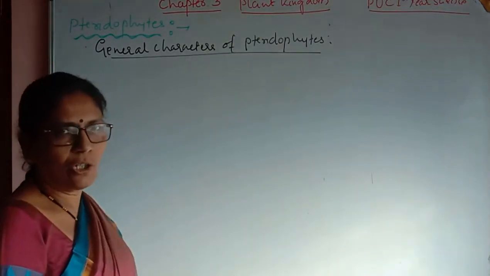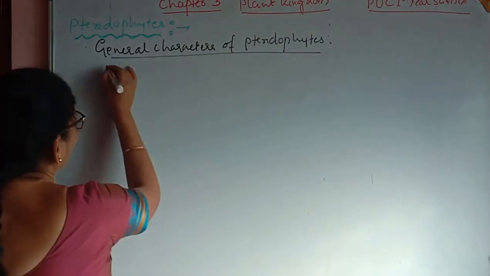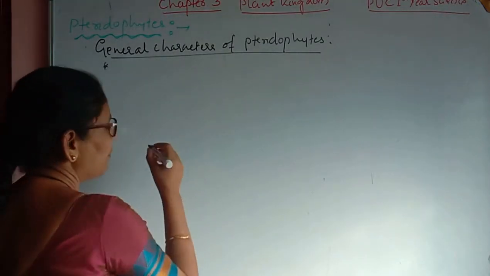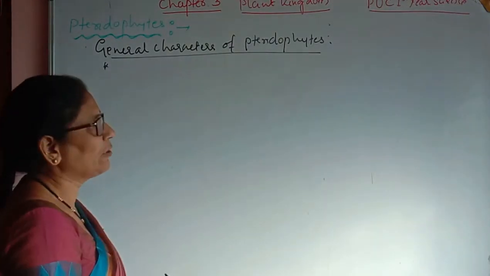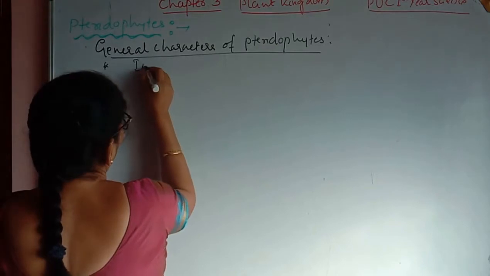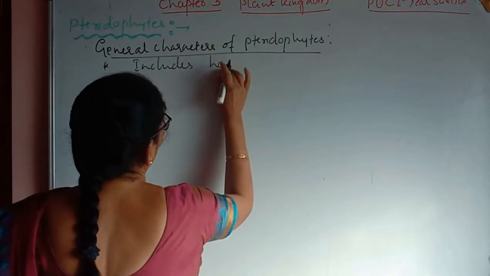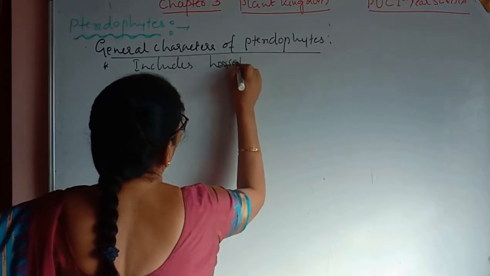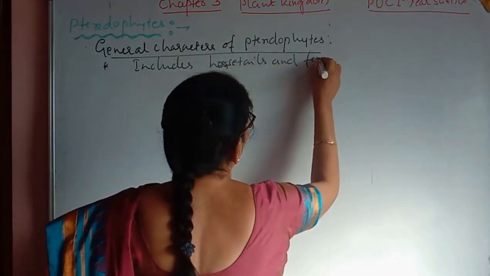So pteridophytes includes horsetails and ferns. Like bryophytes includes the liverworts and mosses, in the same manner, pteridophytes includes the horsetails and the ferns.